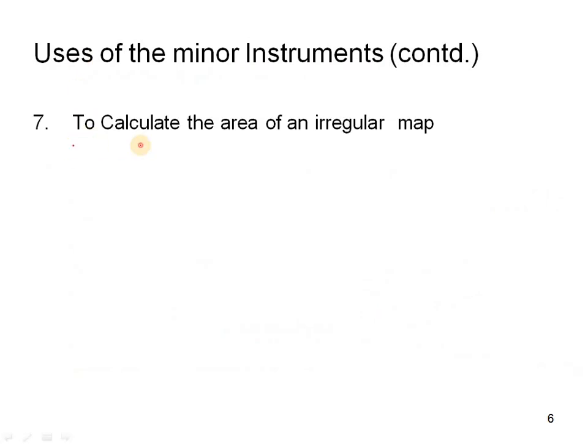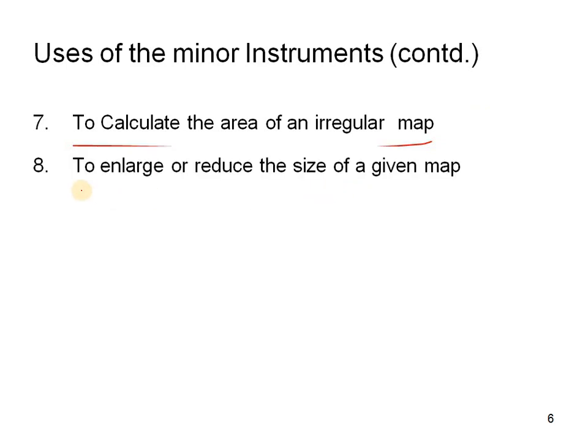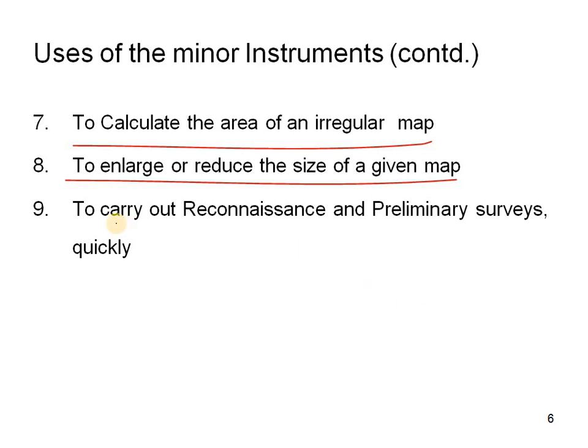Next, to calculate the area of an irregular map. If any map is there, we can calculate the area in that irregular map also. And to enlarge or reduce the size of a given map, just like what I have said now. We can reduce or enlarge, that means we can increase the size of the map, by using the minor instruments.